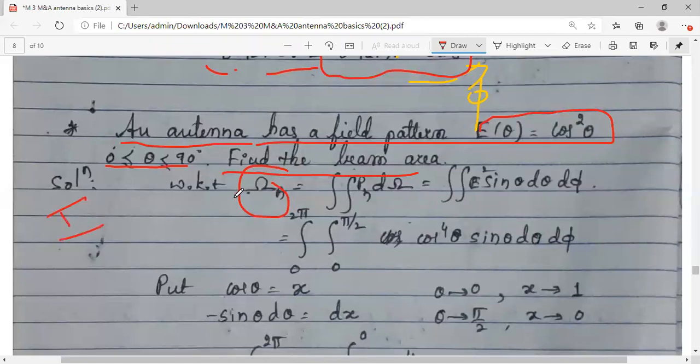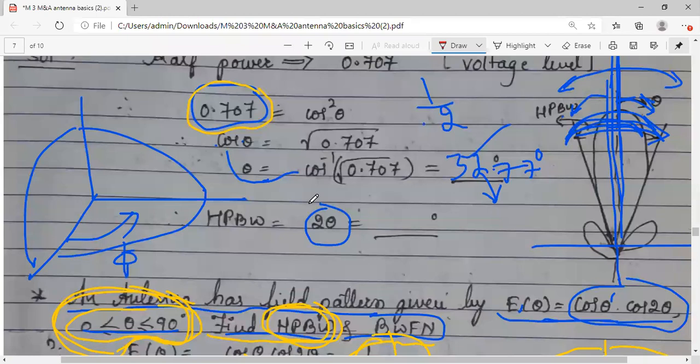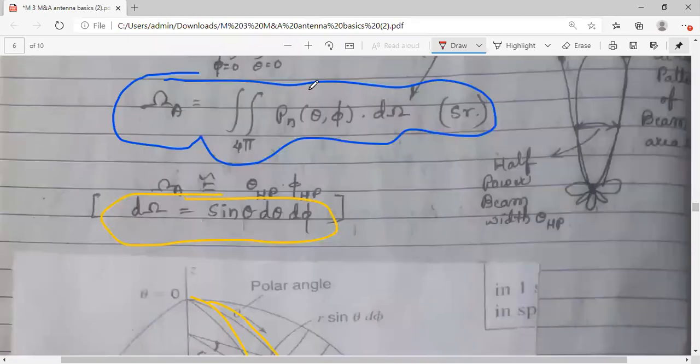So this is omega A, the formula which we have seen already while dealing with the beam area. Shall I show you very quickly? Beam area is equal to the surface integral of Pn(theta, phi) d omega.